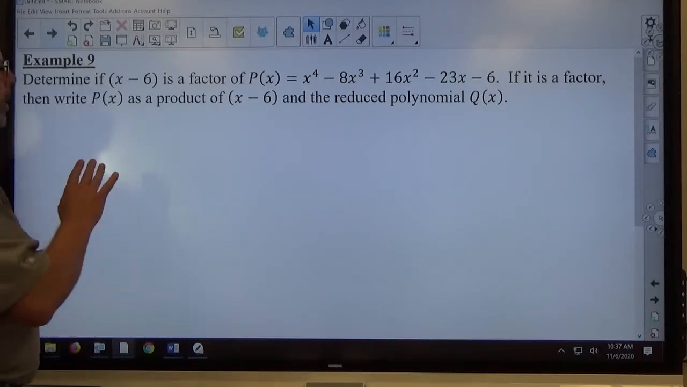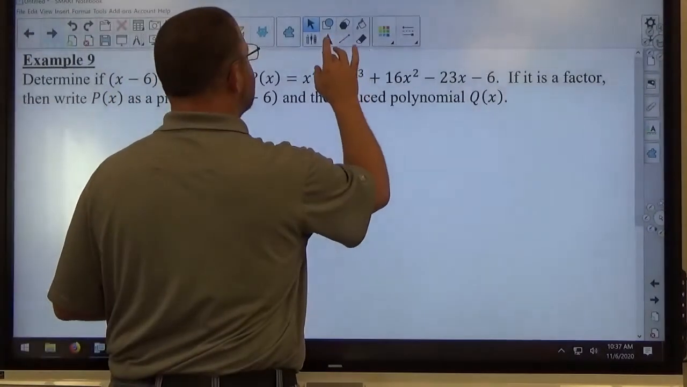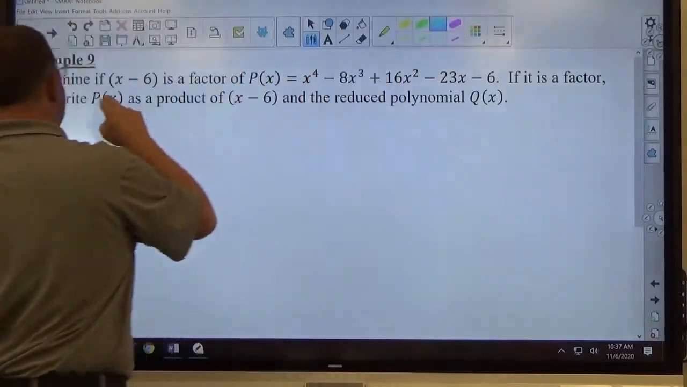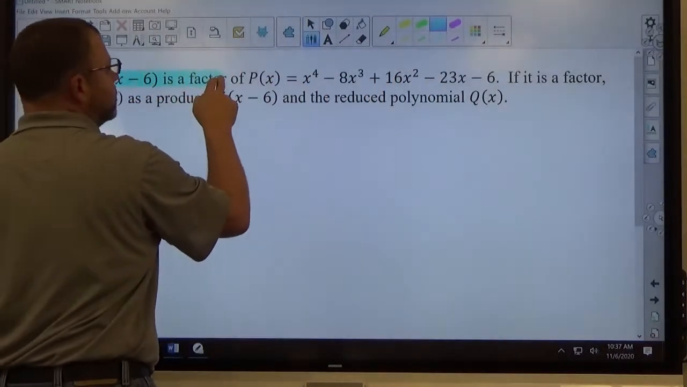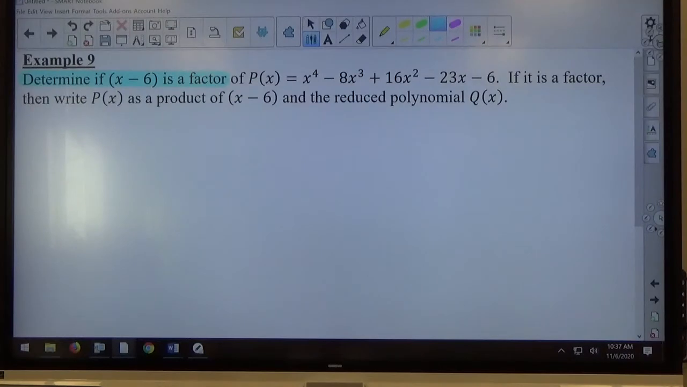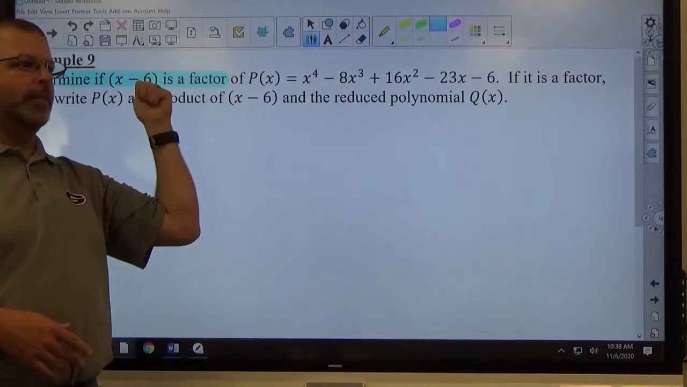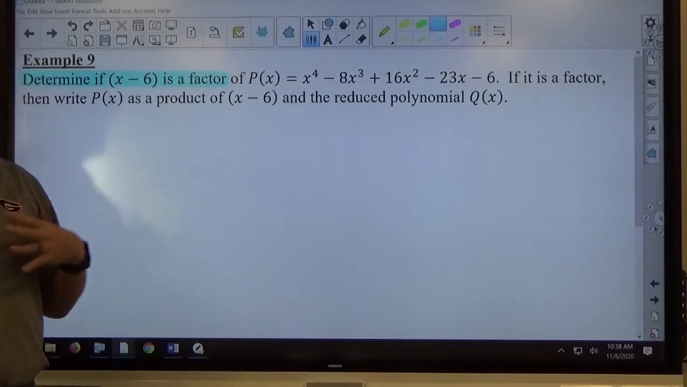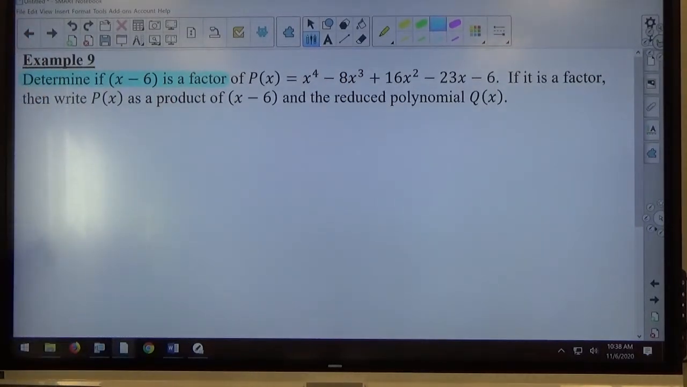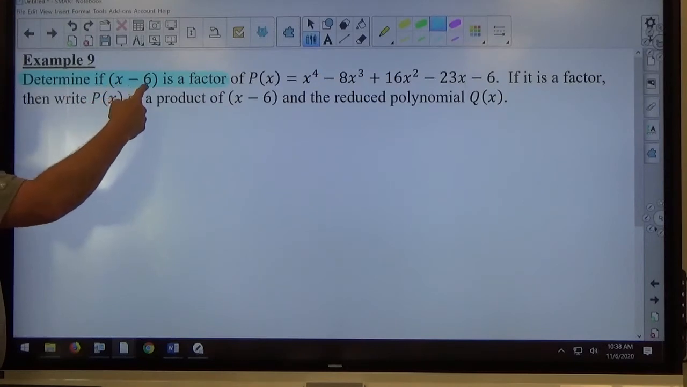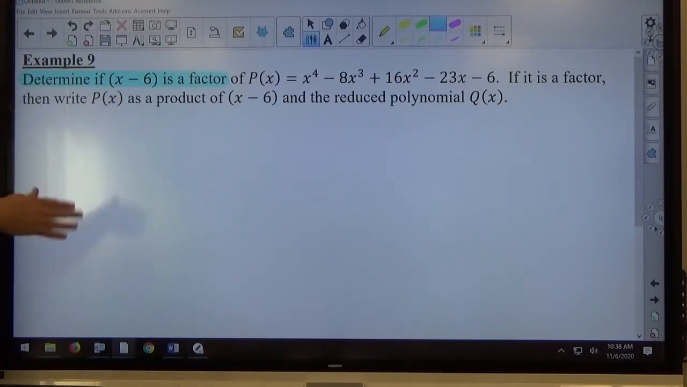Now, if I want to see if x minus 6 is a factor, let's focus on that part of it. If something's a factor, that means if you divide it, you should get a remainder of 0. So all we have to do to determine if x minus 6 is a factor is divide the polynomial by this, using one or the other techniques, either synthetic division if we can, or long division if we can't. But obviously we can use synthetic this time, so we will. But if it said determine if 2x minus 5 is a factor, we can't use synthetic division there. Now we have to use long division.